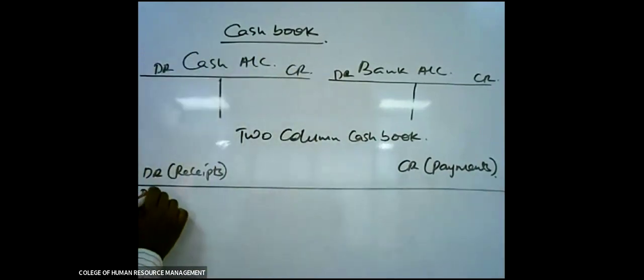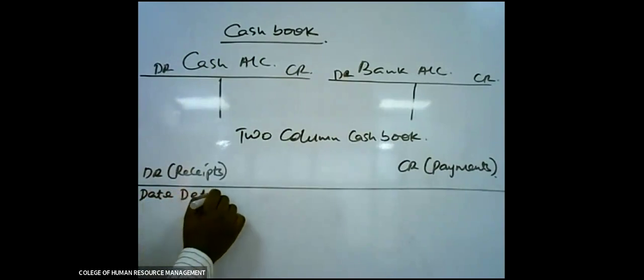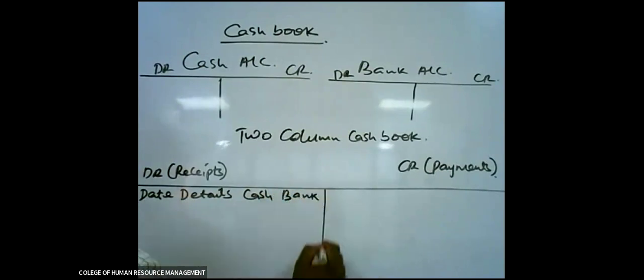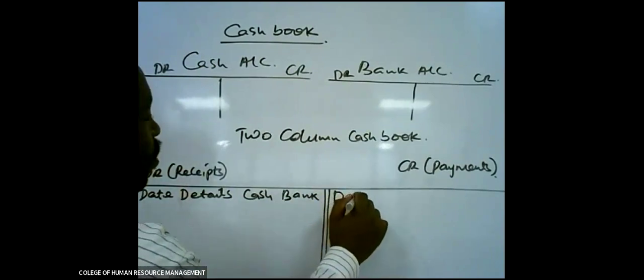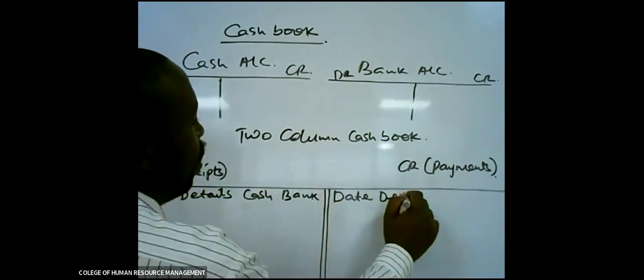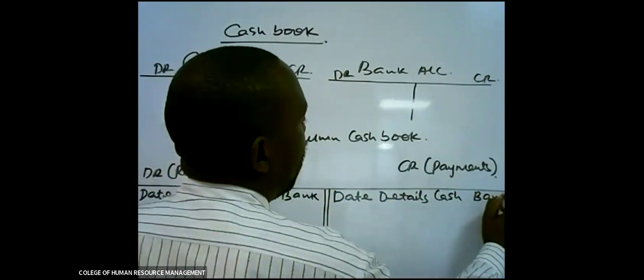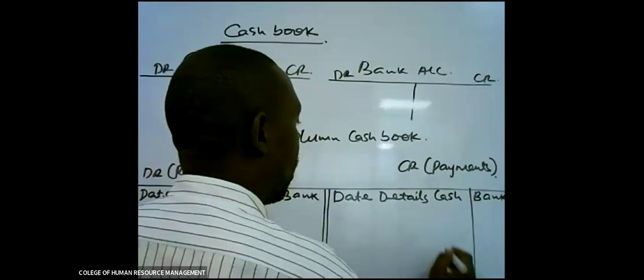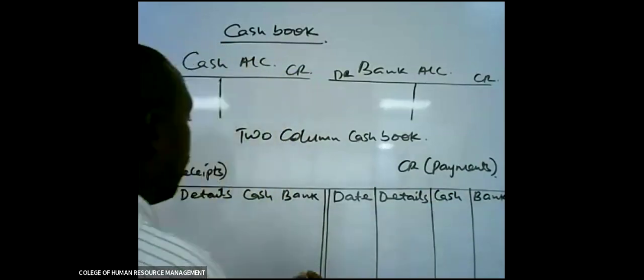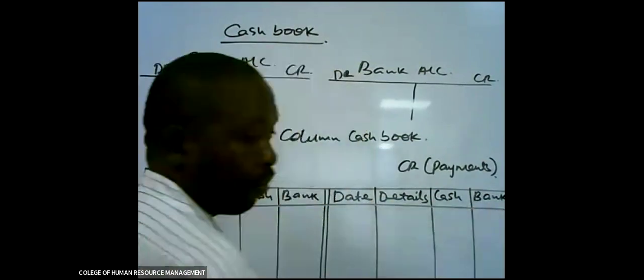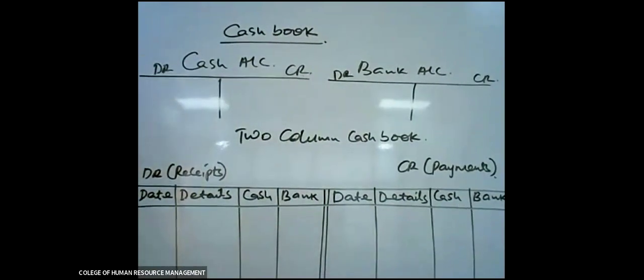On the debit, you have the date, the details, the cash, the bank. We separate with the double lines. Then on this side, you also have the date, the details, the cash, and the bank. So what we have done is combining this.